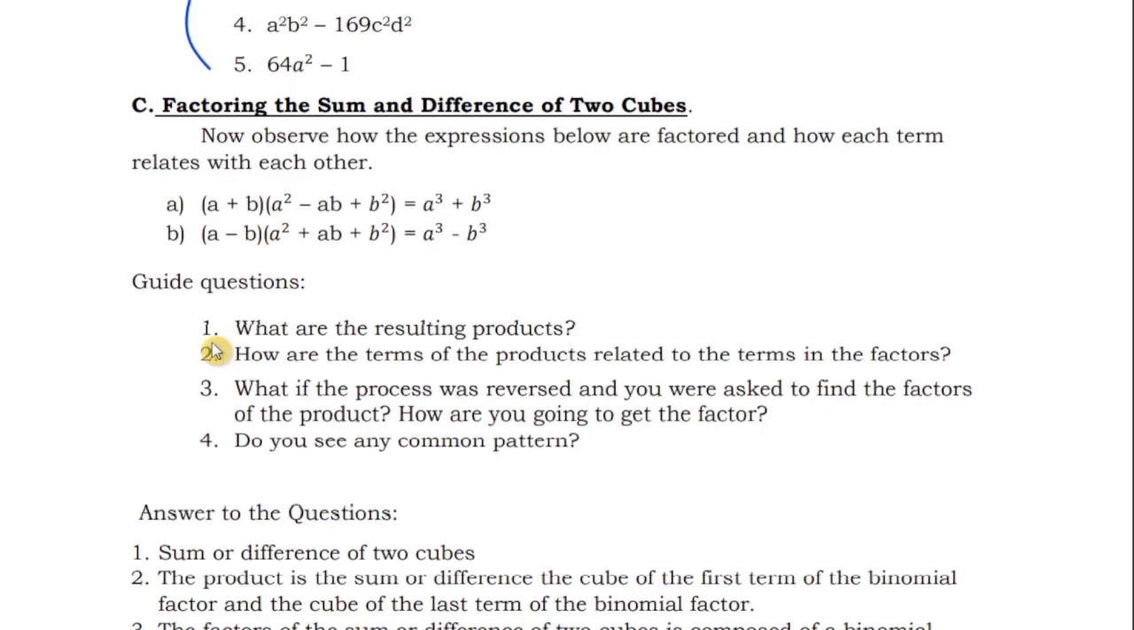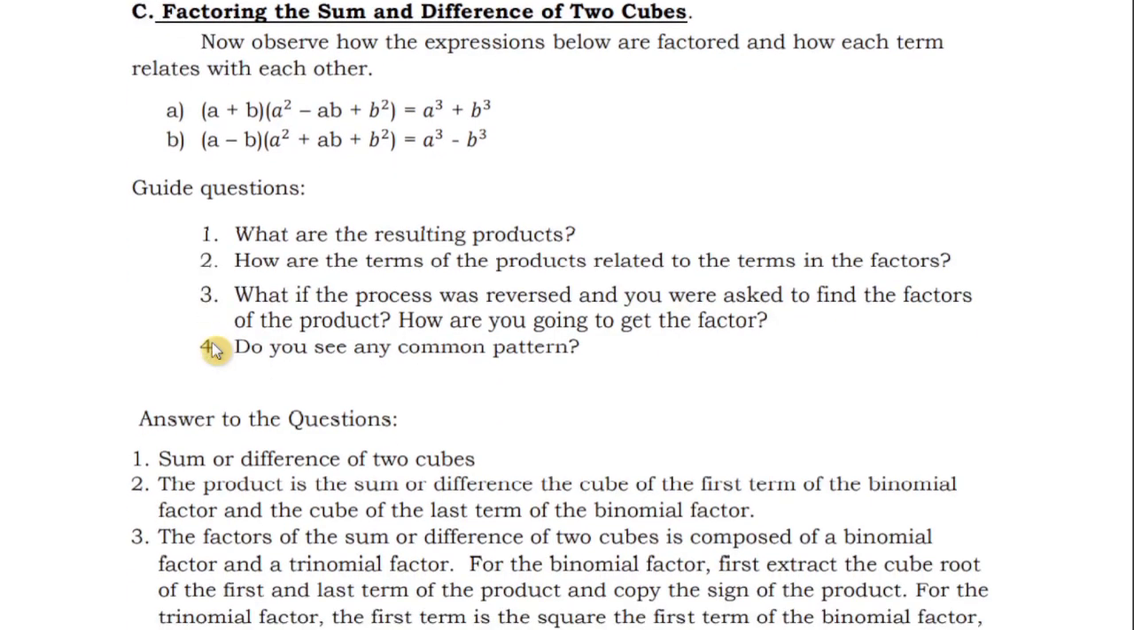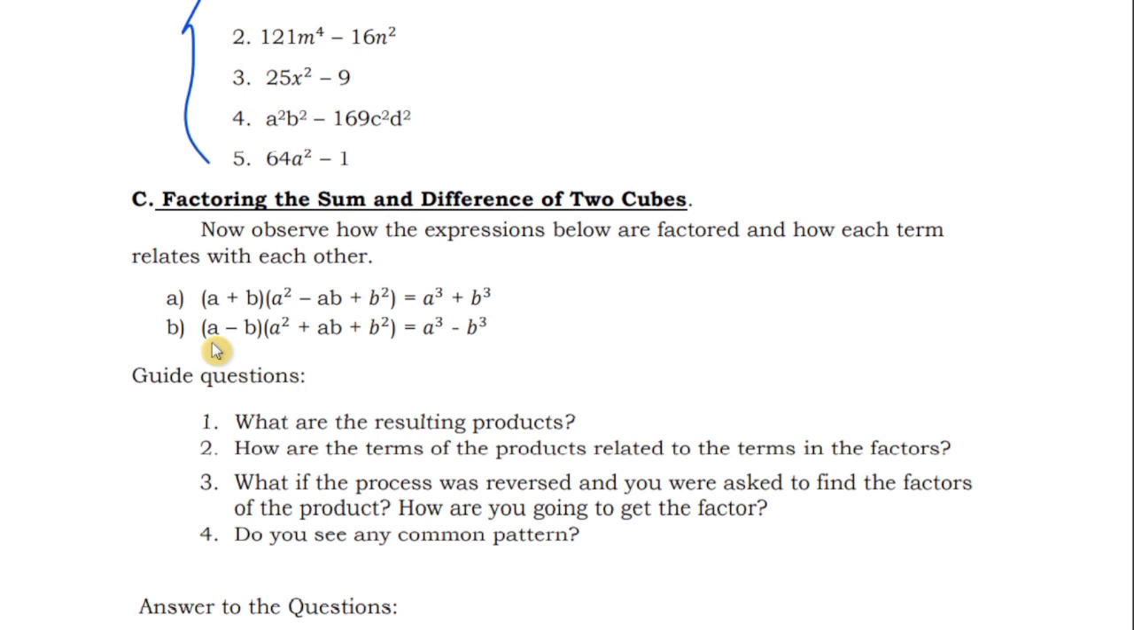Okay, next is factoring the sum and difference of two cubes. We have here the pattern. The first pattern is the quantity a plus b times the quantity of a squared minus ab plus b squared. We have to recall, by the way, the special product of this. So when we encounter this pattern, a plus b times the quantity of a squared minus ab plus b squared, we now have a cubed plus b cubed as the product.